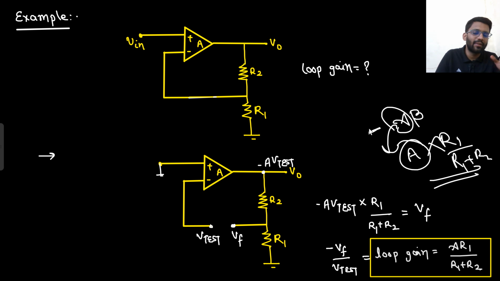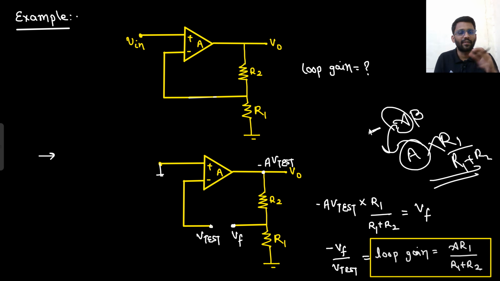So never ever remember that your loop gain is A beta. No, your loop gain is A beta for negative feedback. This is what you need to remember. If you want to remember anything, then A beta is the loop gain for negative feedback and minus A beta is the loop gain for positive feedback. And if you don't want to remember anything, simply remember this method: break the loop, Vf and V test will go around in the circuit and you will get the value of Vf, and your answer would be minus Vf by V test. You don't need to forget that minus sign. So minus Vf by V test, that will be your answer.